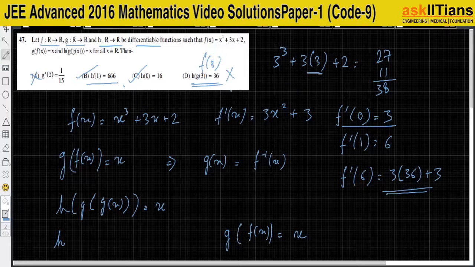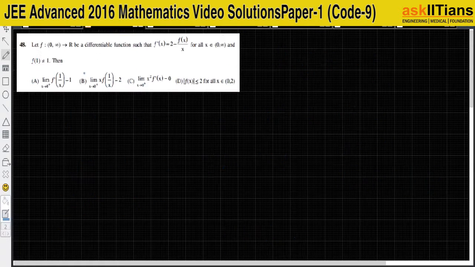So we can just check all the options one by one. Pretty easy question this was. Let's move further. Question number 48. Question number 48 says that there is a function which is defined from 0 to infinity to R, and this is a differentiable function such that f dash of x is equal to 2 minus fx by x.